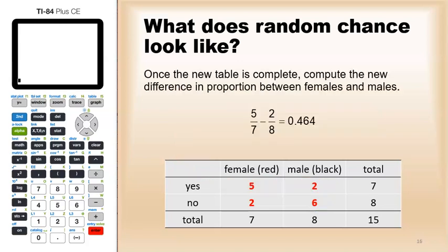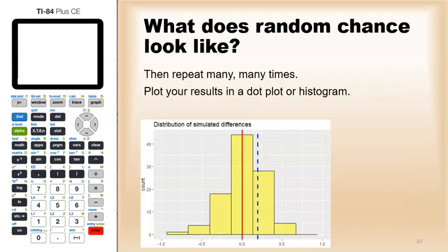Once we have this table, we can go ahead and redo the subtraction of the difference of proportions. So in this case, females with 5 out of 7, males 2 out of 8, so the difference in this case would be 0.464. And what you do after that, you do this many times. Each time you get a new difference, and you build a dot plot or histogram from those differences. So here's an example. Let's see a histogram of the differences of those two proportions.